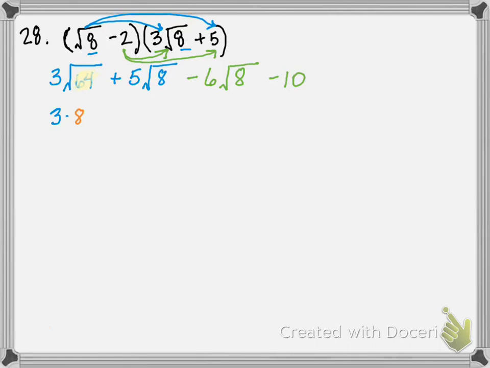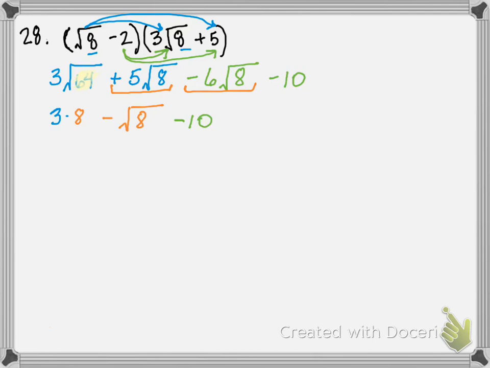And then also notice that you have some like terms here. 5 square roots of 8 minus 6 square roots of 8 gives us minus 1 square root of 8. So the 1 would be implied with the minus sign. We don't have to write it. And then our minus 10 will just come down.